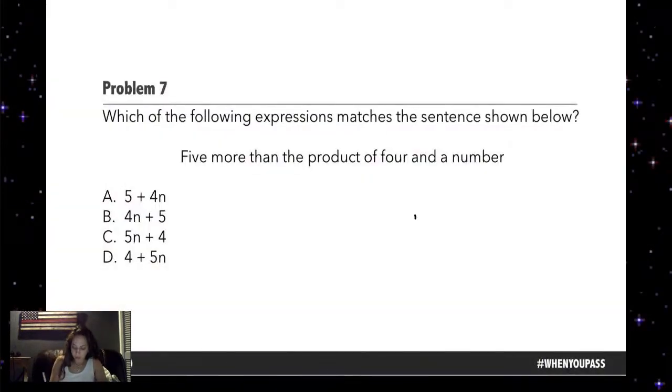Okay, so 5 more than the product of a number, 4 and a number. Okay.